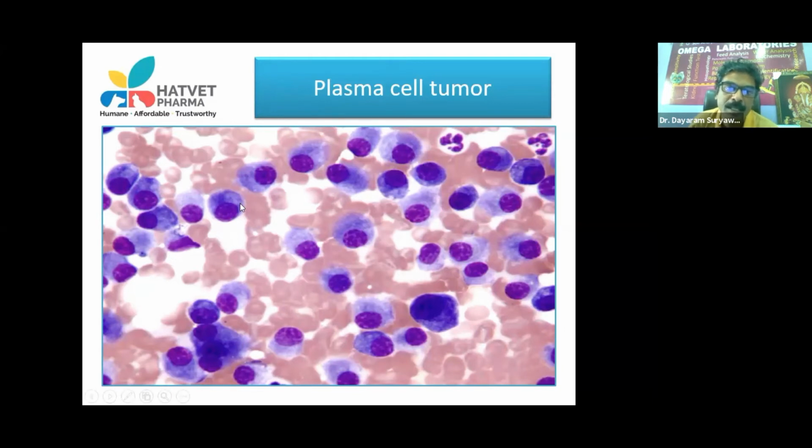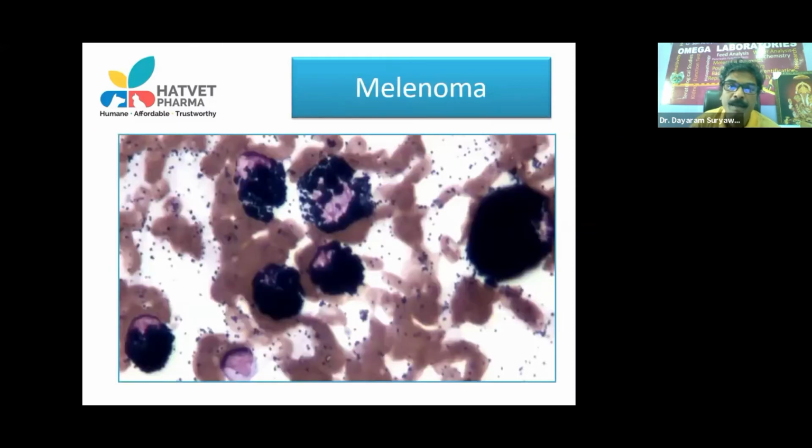Here you can see the plasma cells, with a cartwheel type of appearance. The cells are more numerous in the cytological smear. Then melanoma, which is also a skin tumor. Melanoma is generally a black discoloration, and it's localized. Generally, it's a benign tumor. Melanoma does not metastasize.